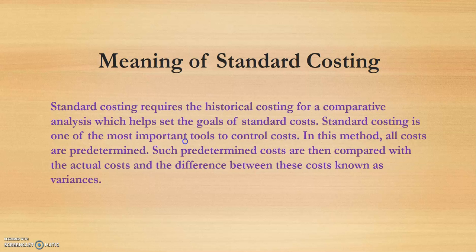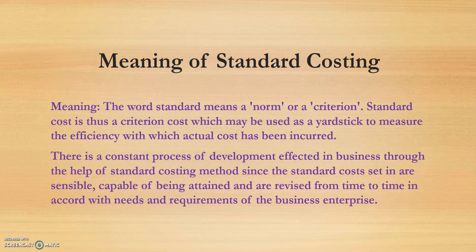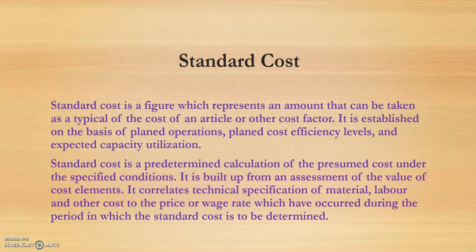Standard costing is one of the most important tools to control cost. In this method, all costs are predetermined. Such predetermined costs are then compared with the actual cost, and the difference between them is known as variances. The word standard means a norm or a criterion. Standard cost is thus a criterion cost which may be used as a yardstick to measure the efficiency with which actual cost has been incurred. There is a constant process of development affected in business through the help of standard costing method, since the standard costs set are sensible, capable of being attained, and are revised from time to time in accord with needs and requirements of the business enterprise.